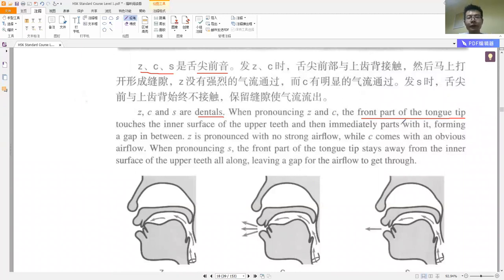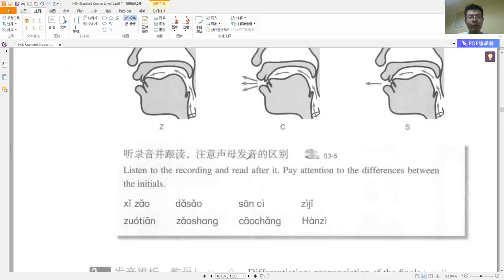Sorry, let's continue. Z is pronounced with no strong airflow. Z, z, c, c. C is followed by obvious airflow. When pronouncing s, the front part of the tongue tip stays away from the inner surface of the upper teeth, leaving a gap between to let the air get through. Z, z, c, s, z, c, s. You feel it? More practice.